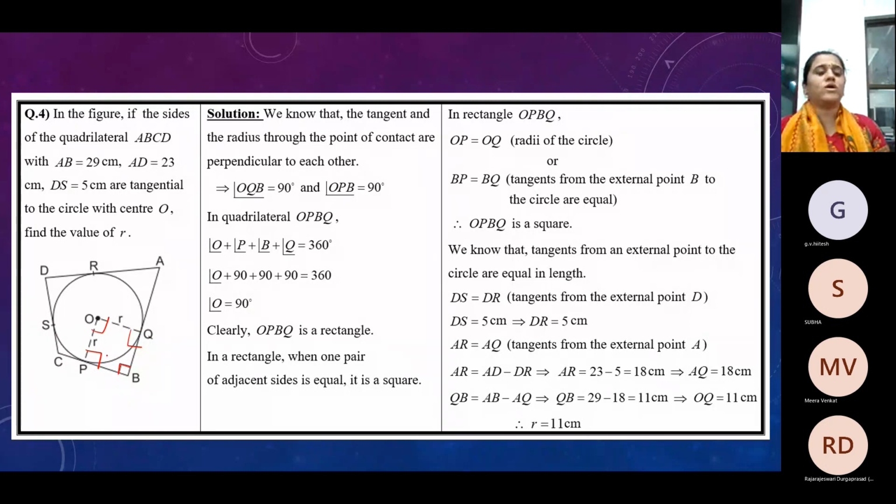Okay. So what do you say about the figure? When you say that it is a square, clearly OP is equal to OQ as it's a radius, and then PB is equal to BQ by the theorem. Any one will do. You can write any one of the two. That's why I put an 'or' there. You can mention either this or this. Very good.